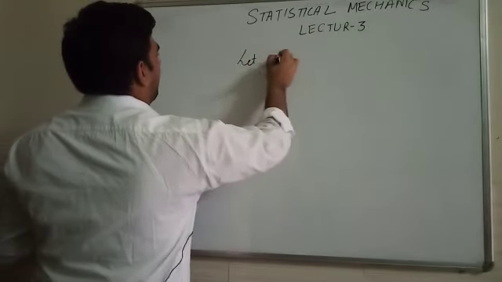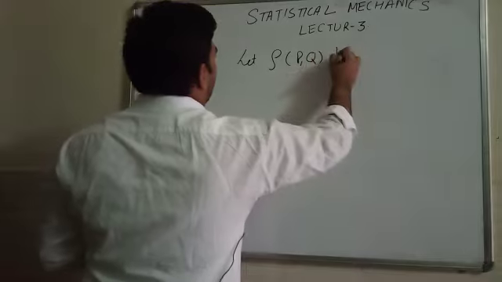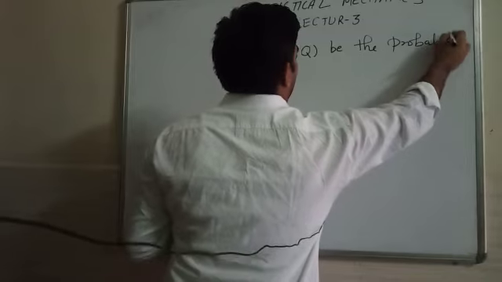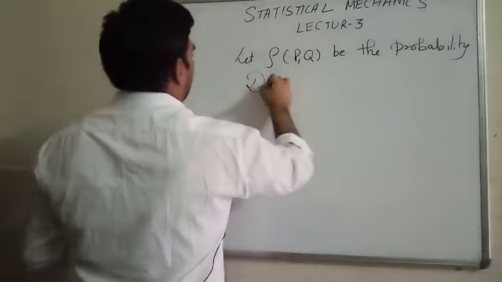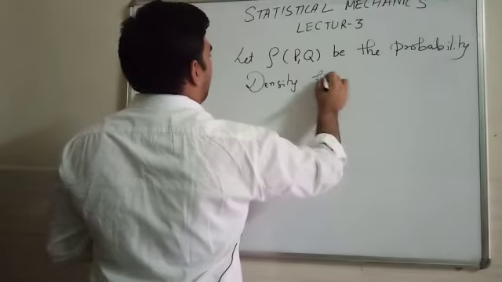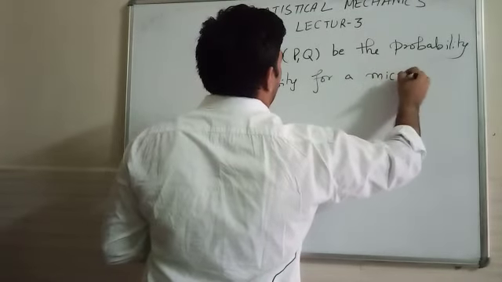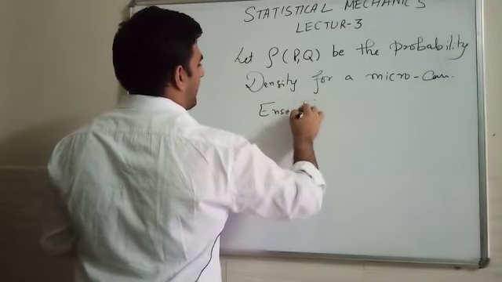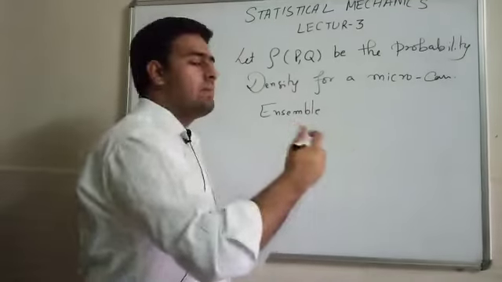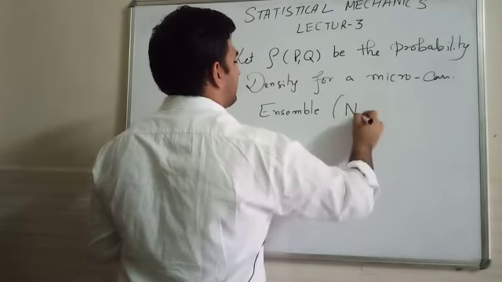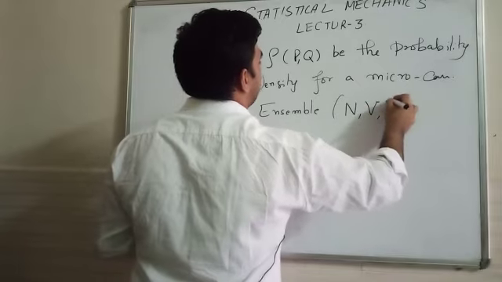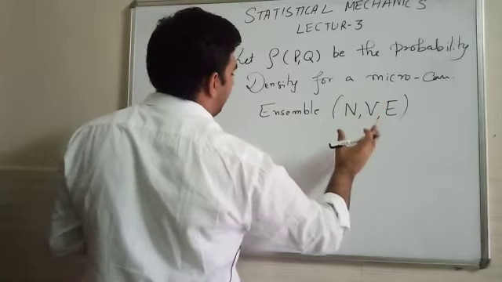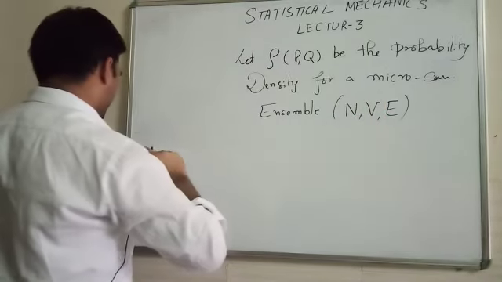Let rho(P,Q) be the probability density for a microcanonical ensemble. A microcanonical ensemble is specified by the number of particles N, the volume V, and the energy E. So it has a constant number of particles, a specified volume, and a constant energy E of the system.